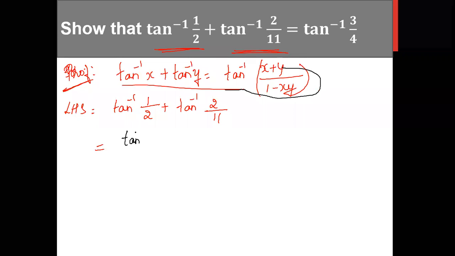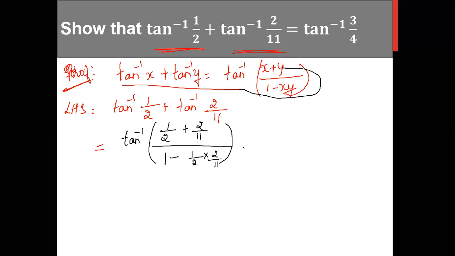Tan inverse of, in place of x I have 1 by 2, in place of y I have 2 by 11. So it is 1 by 2 plus 2 by 11 divided by 1 minus 1 by 2 into 2 by 11. So can anyone give me the answer? If you have got the answer, just cross check what is the fraction that you get, how to solve this.